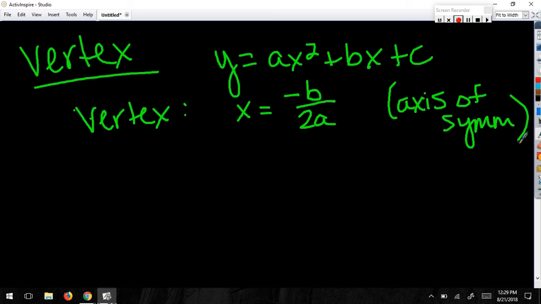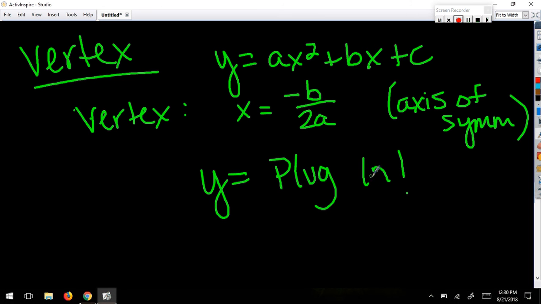Now before I do an example, if I have the x part of the vertex, I told you it has two parts, an x and a y. How in the world do I find the y part? If you have an equation that you're graphing, what do you do? You plug it back in. So I'm going to find this, and then plug it back into that equation. I'm going to say y equals, plug in. And we'll do an example.